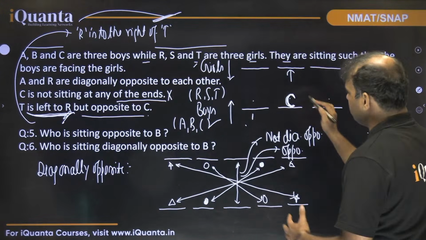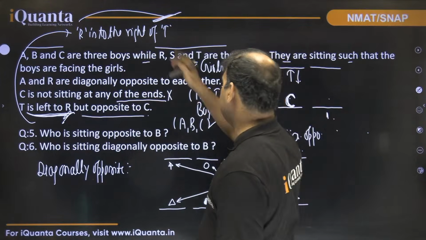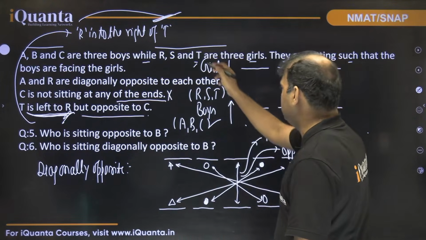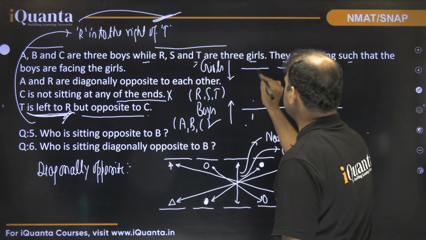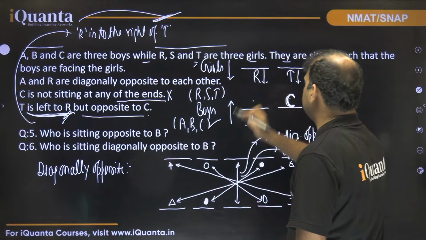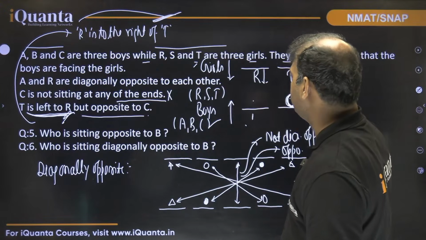Okay, now guys, you remember that girls are facing south, so T must be facing south, right? And R is to the right of T, so the right of T must be here. And to the right of T, there is only one place left, so obviously that should be the place of R, right? Very obvious. So among the 3 girls, 2 girls have been arranged.